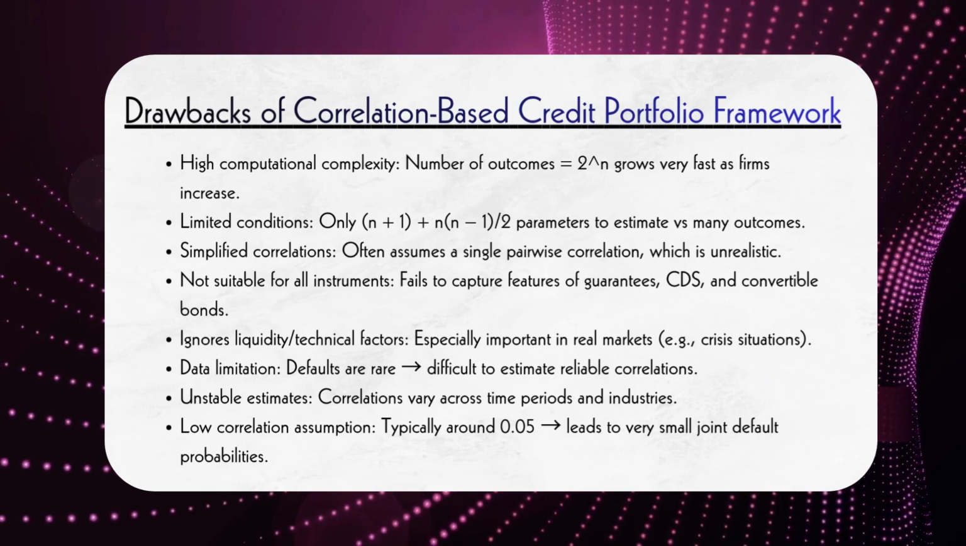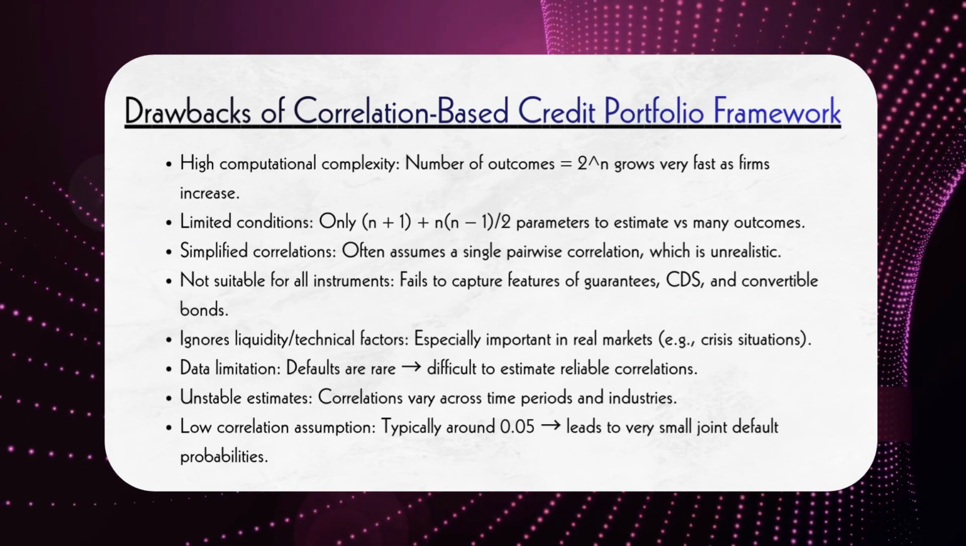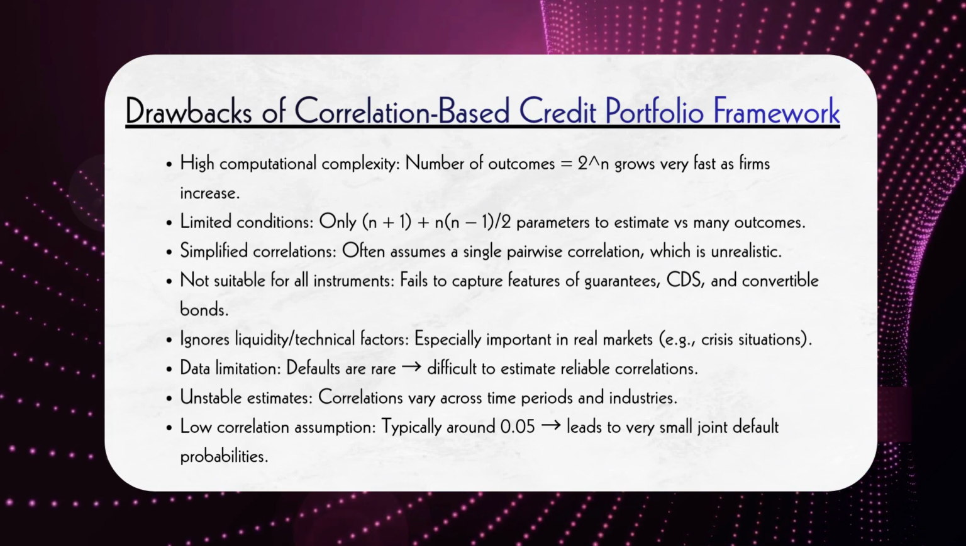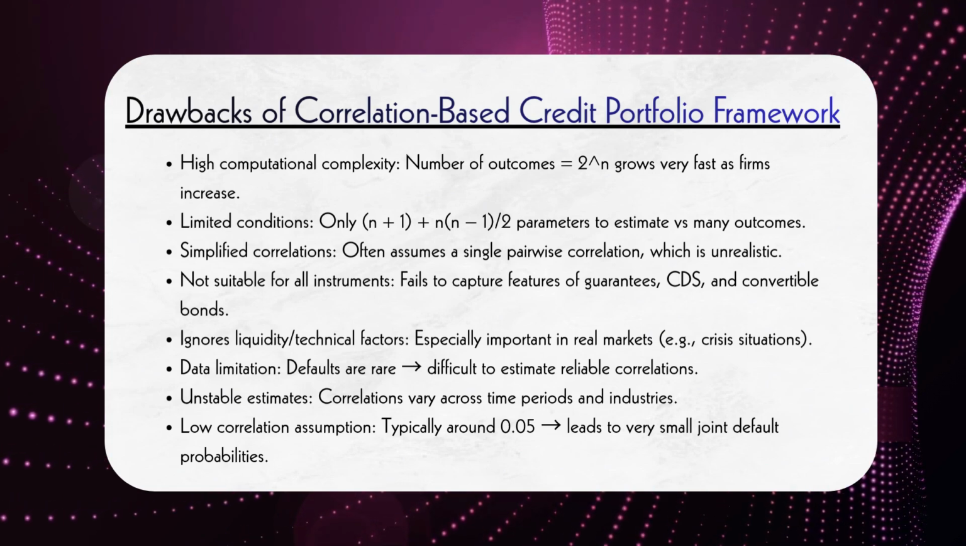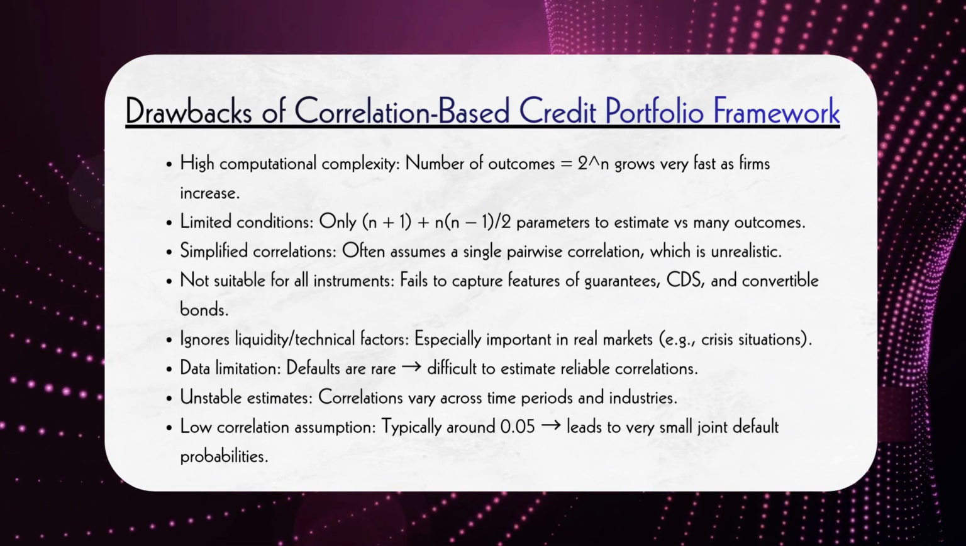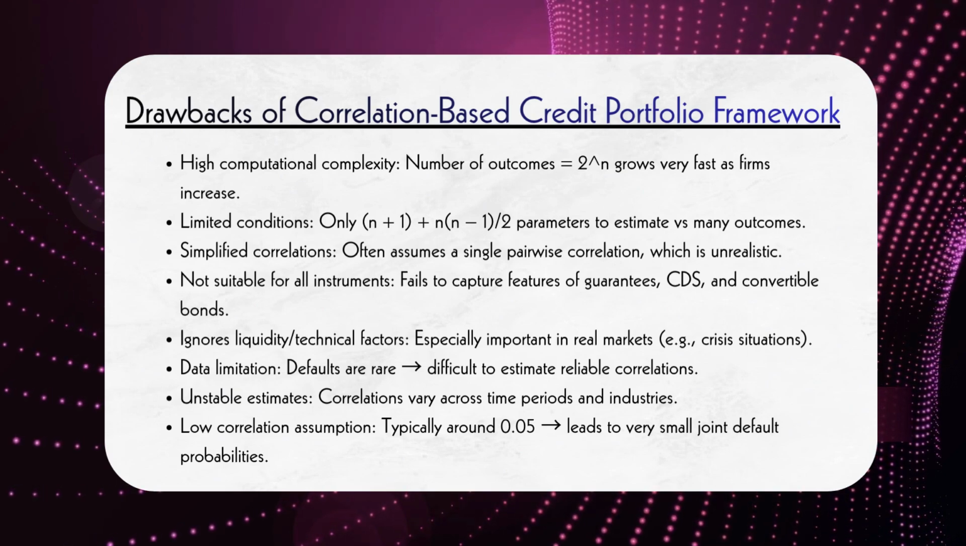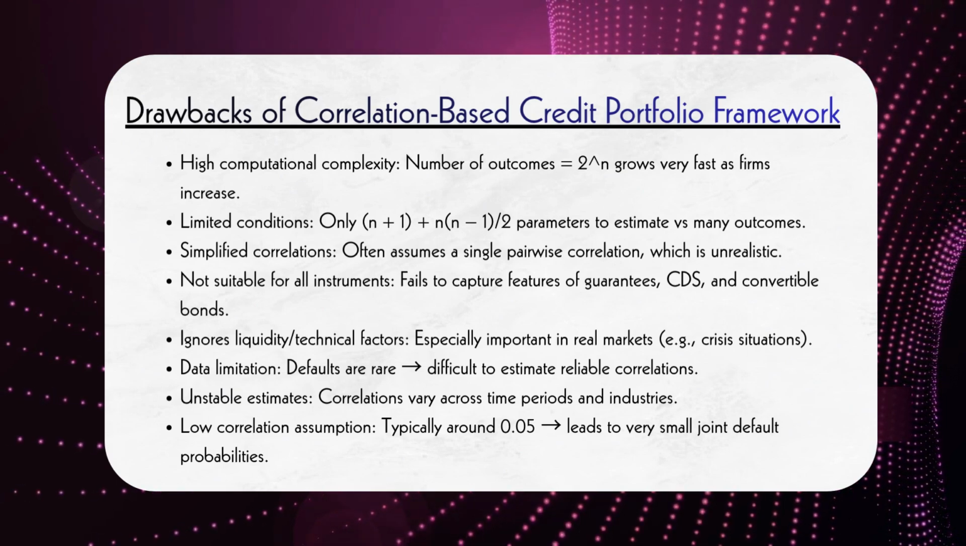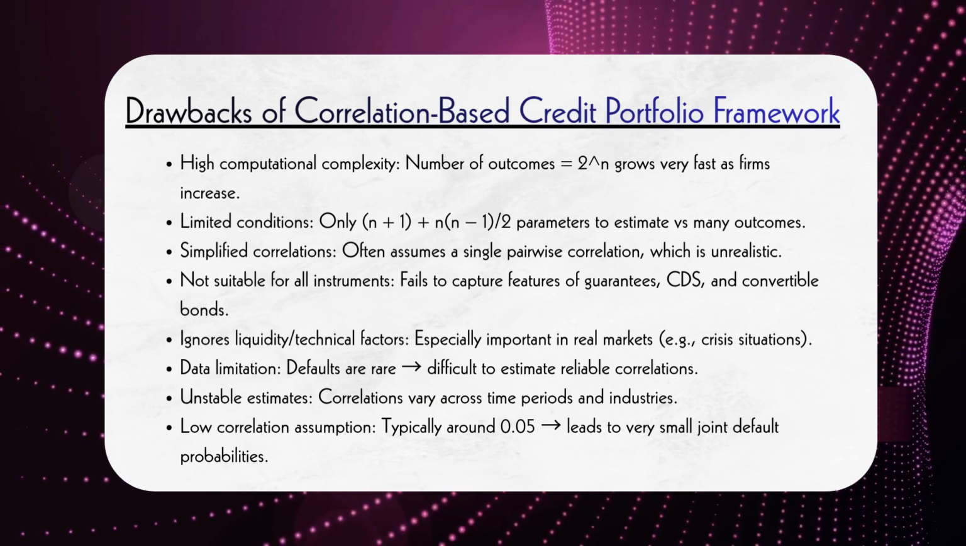For n firms, there are 2^n possible outcomes, but only (n plus 1) times n divided by 2, plus n minus 1, conditions to estimate. For example, with 10 firms, there are 1024 possible outcomes but only 56 conditions. This makes the model complex and difficult to implement in practice.